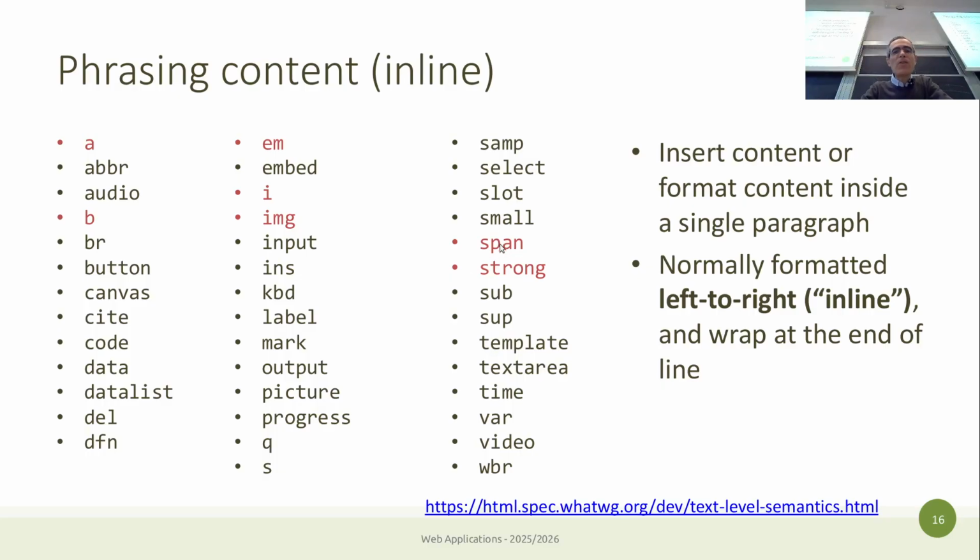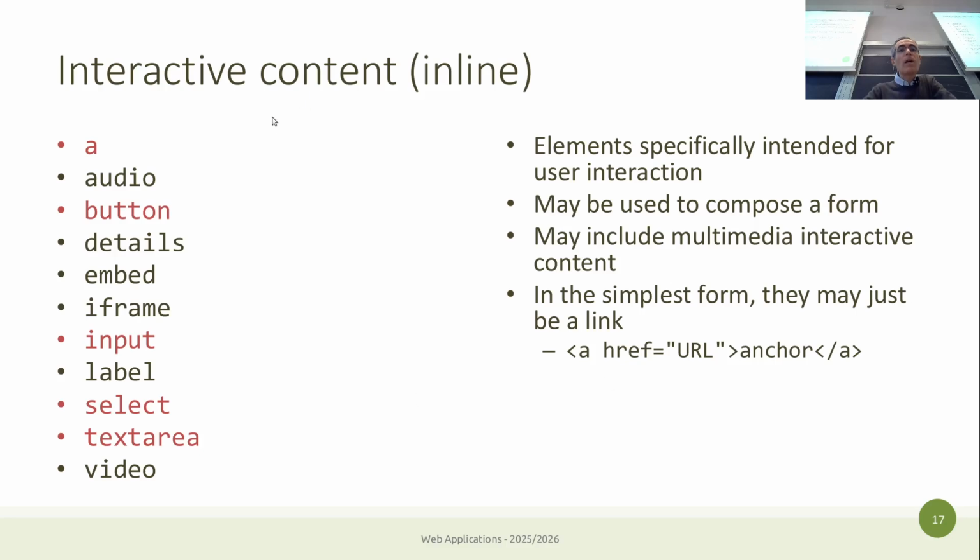Span, again, is special, very special because it has no special meaning and we attach meaning using CSS later. Interactive content, well, A is also interactive content, you can click on the link, right? But for instance, button, input, that implements most of the controls of a form, so the text boxes, the buttons as well, in addition to button, that you can use to interact with your web application. Select, text area, and so on, again, elements that can be used to interact with your web application.